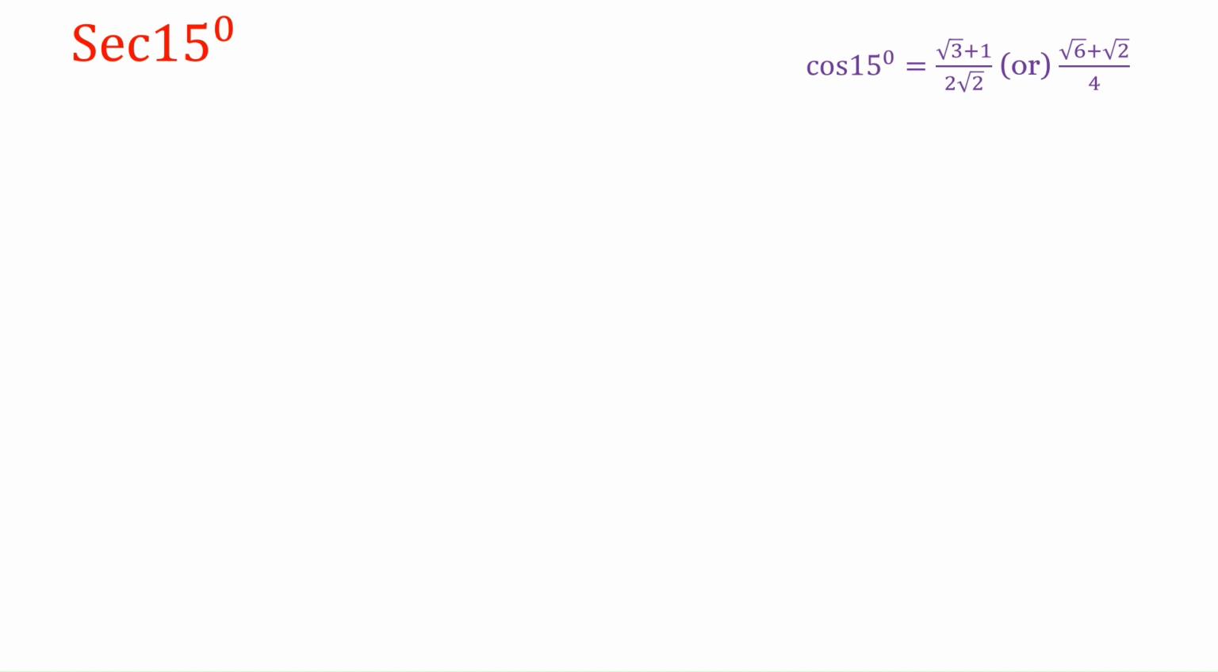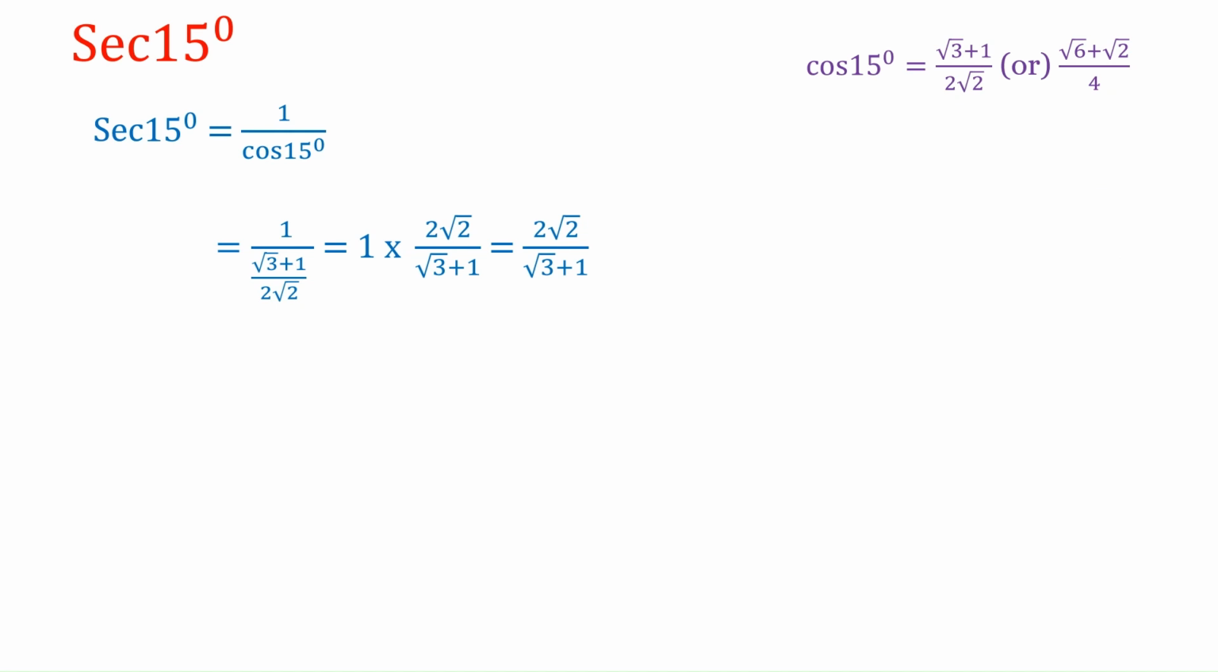On substituting the first value, it will become 1 upon root 3 plus 1 divided by 2 root 2. So we'll multiply the 1 with the reciprocal of the denominator and that will give 2 root 2 upon root 3 plus 1 as the value. Either leave it here or rationalize the denominator. To rationalize the denominator, multiply both numerator and denominator with root 3 minus 1.